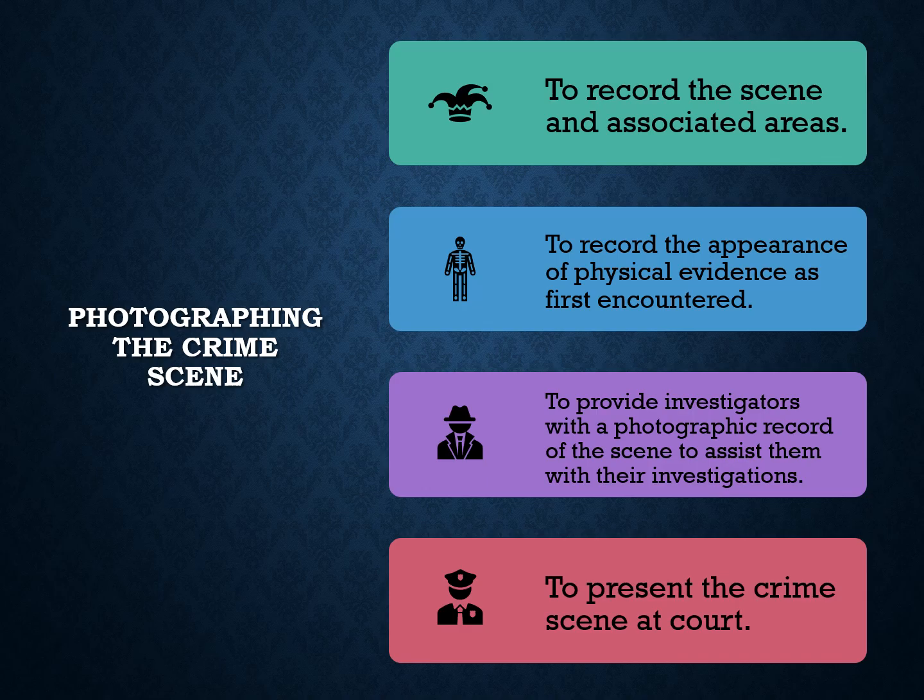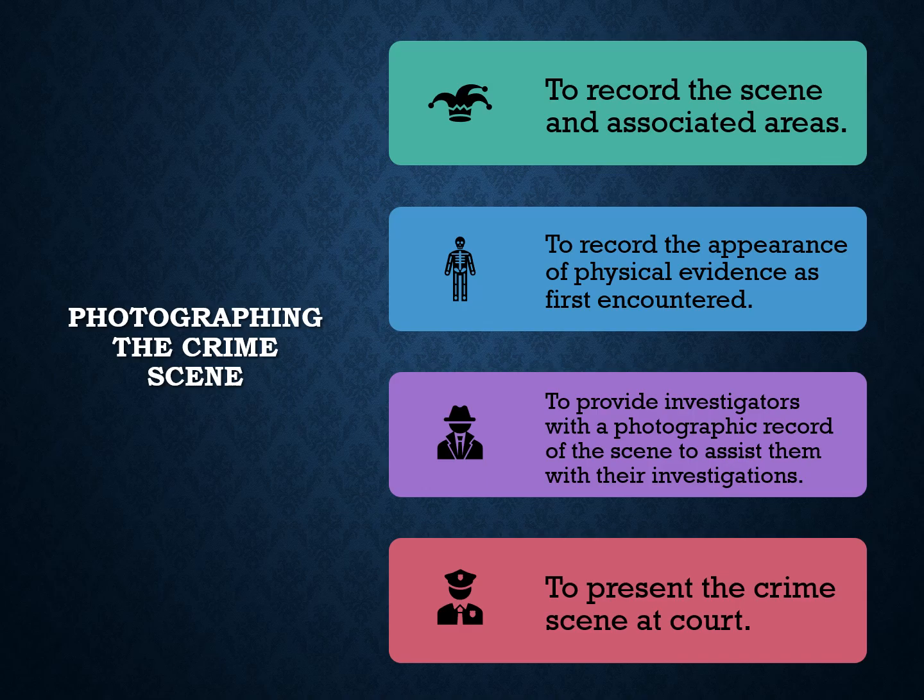So the purpose of photographing the crime scene is to record the scene and associated areas simply by the pictorial record produced by photographing the crime scene. This is used for future reference to record the appearance of physical evidence. It is also one way of preserving evidence in its original form by taking a photograph of it.